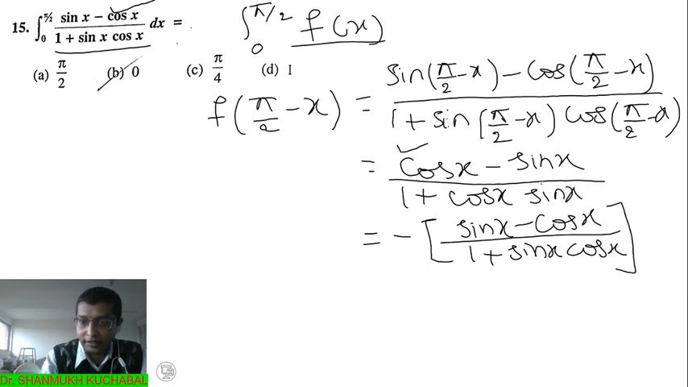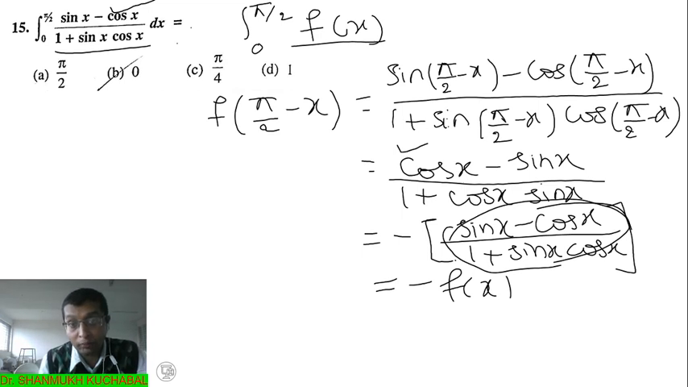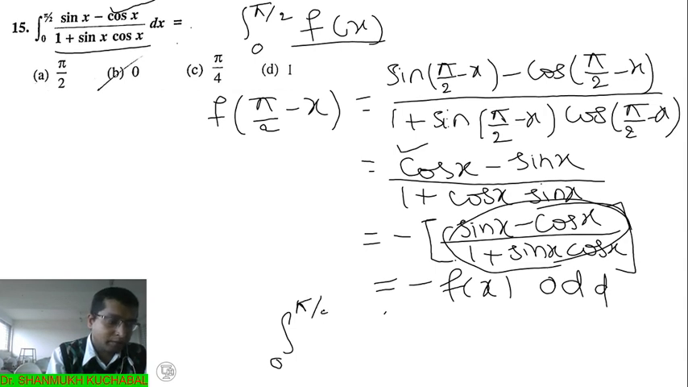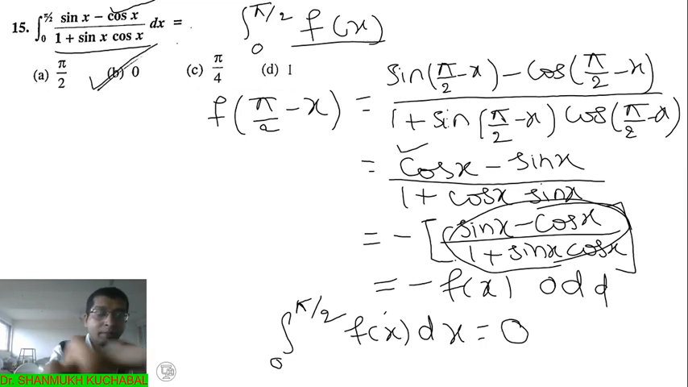So further, we get this function as minus f of x. So we observe that f of pi by 2 minus x is minus f of x. So it is an odd function. So the integration of the given function from 0 to pi by 2 of f of x dx, since it is an odd function, the value of this integral is 0. Therefore option B is the right answer.